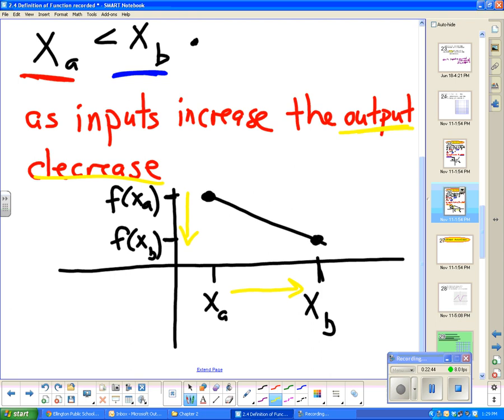So thusly, we call it a decreasing function. And like I said before, it does not have to be linear. The simplest one is the linear one, but it could be a curve like this, or it could be some other curve, maybe like that, decreasing function. So that's what we have for decreasing functions.